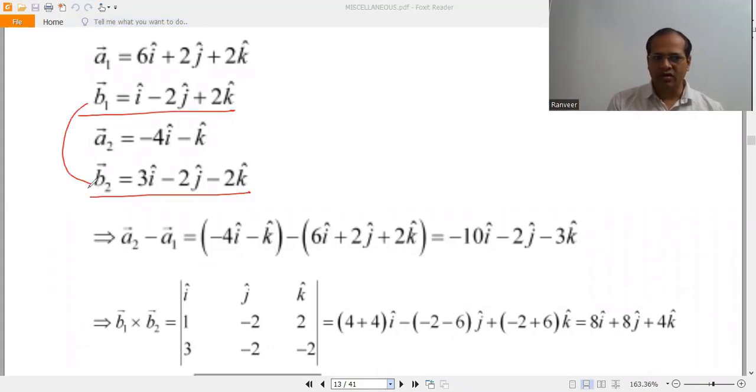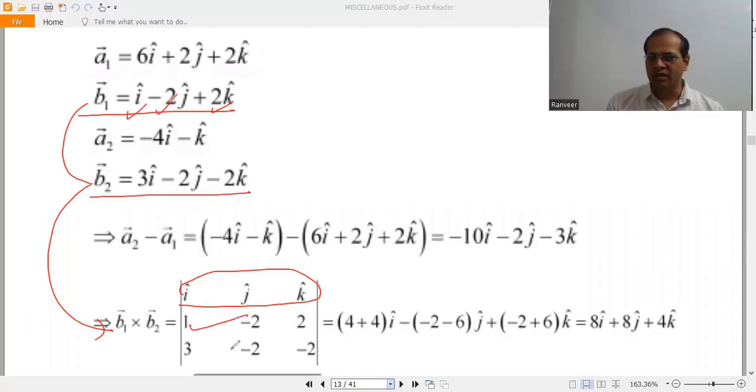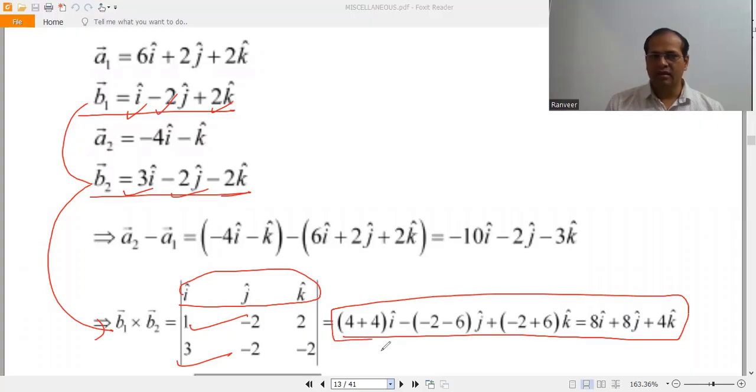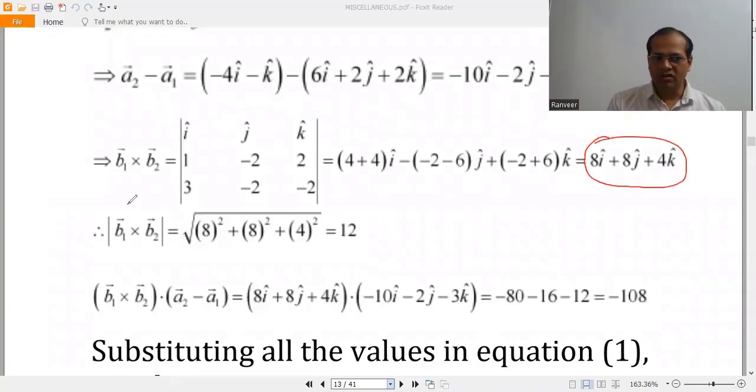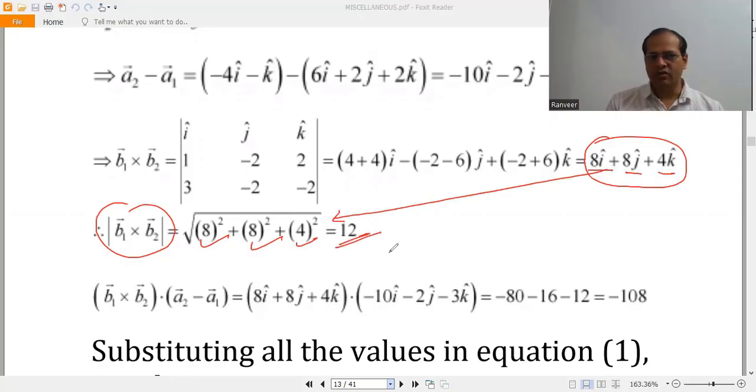For b1 × b2, we write i, j, k in determinant format. The first row is i, j, k, the second row is 1, −2, 2, and the third row is 3, −2, −2. After solving this determinant, we got b1 × b2 = 8i plus the other components. So the modulus of b1 × b2 is the square root of 8² + 8² + 4², that is 8, 8 and 4, which equals 12.